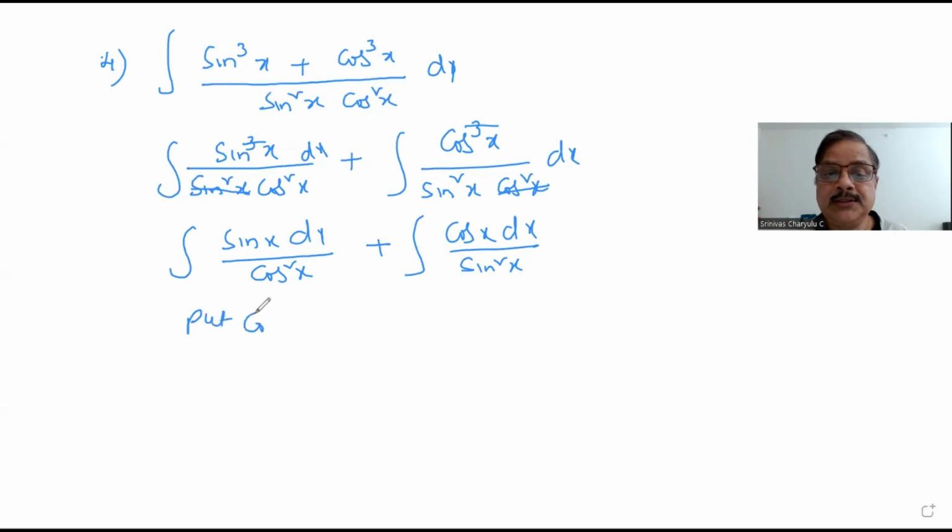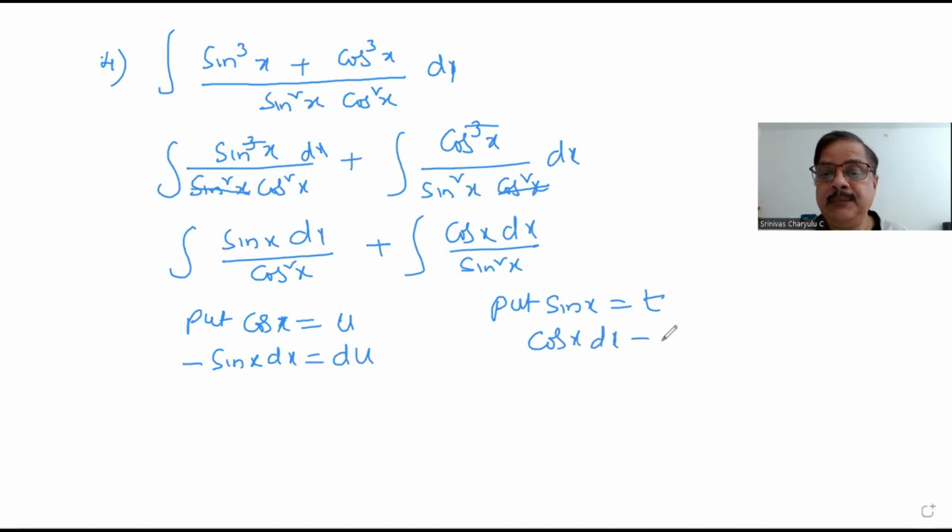Put cos x is equal to, since there are two, one you call as u, the other we can call as t. So minus sin x dx will become du. Now in this case, put sin x is equal to t, for the denominator of the second integral I am writing. So cos x dx will become dt.